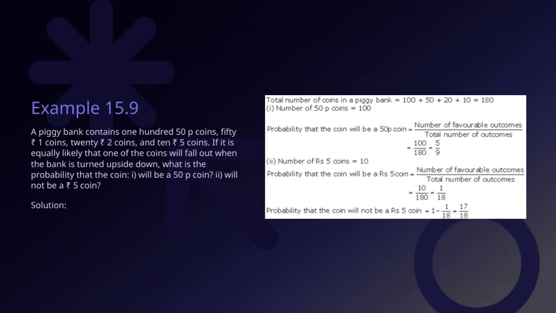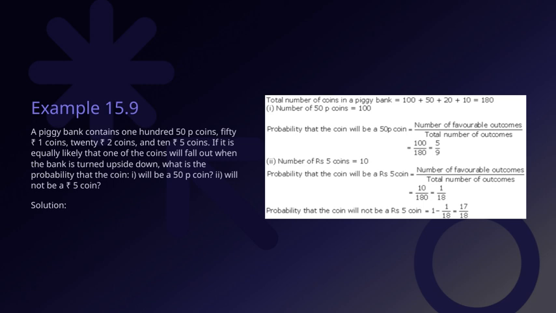Let's break down this problem step by step. We have a piggy bank containing different coins: 100 50 paisa coins, 50 1 coins, 20 2 coins, and 10 5 coins. Now, if we turn the bank upside down, each coin has an equal chance of falling out. Our goal is to find the probability of 2 specific outcomes. First, we consider the total number of coins.